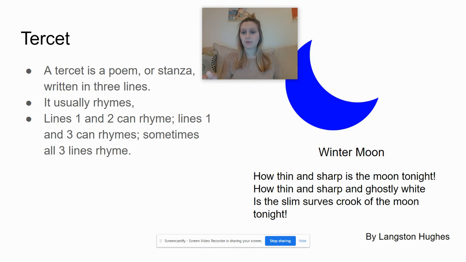So this is an example of a tercet by Langston Hughes. We talked about him, called Winter Moon. How thin and sharp the moon is, the moon tonight. How thin and sharp and ghostly white. How slim serves crook of the moon tonight. Tonight, white, and tonight. Again, all 3 of those lines rhymed.